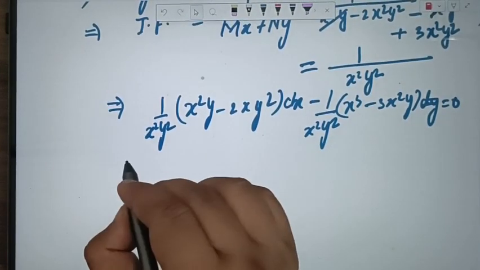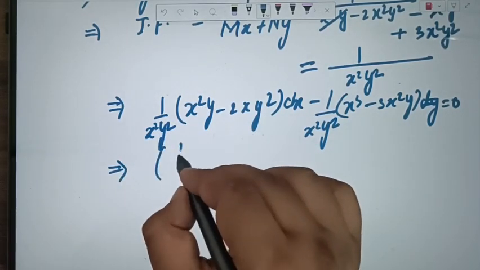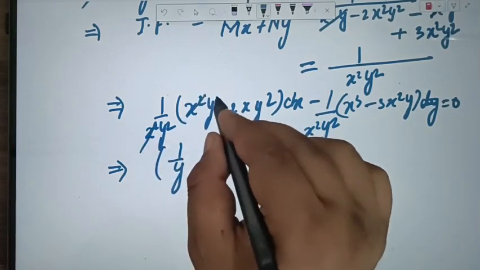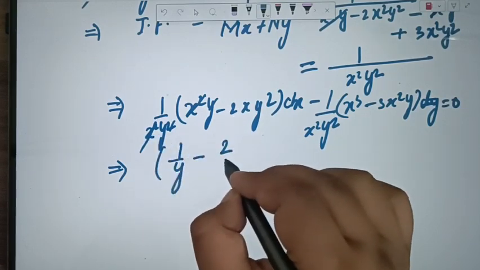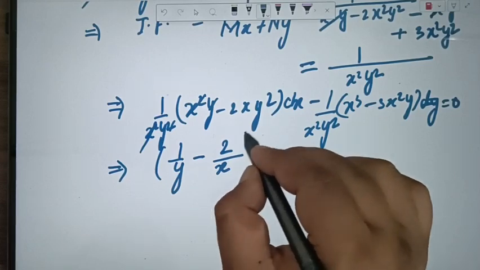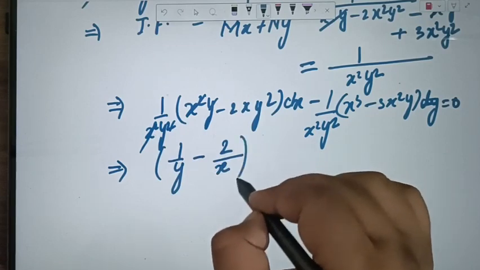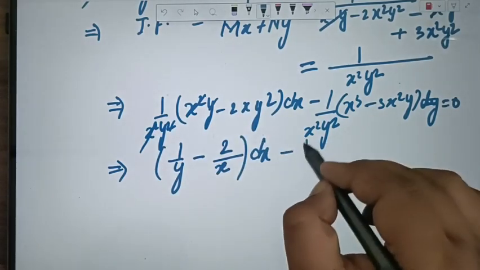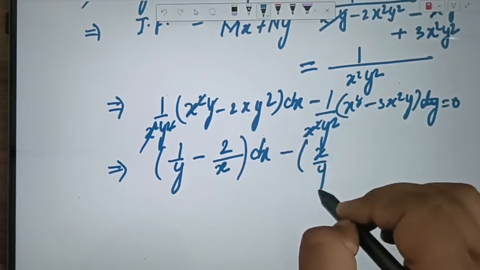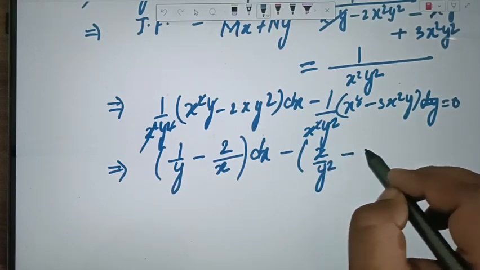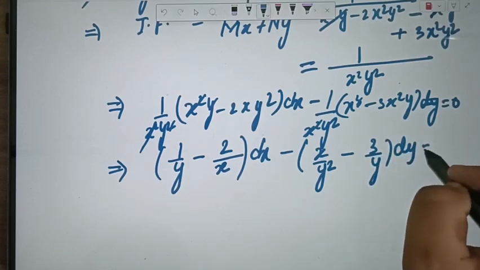So what about the resultant? Multiply x square y by square inside. So we write here 1 upon y because it is cancelled out, right? And similarly in this term minus, so 2 divided by x, because y square is cancelled out, and x to the power 1, okay, dx. And minus, what about this? So here we have x upon y square and then minus 3 upon y dy is equals to 0.